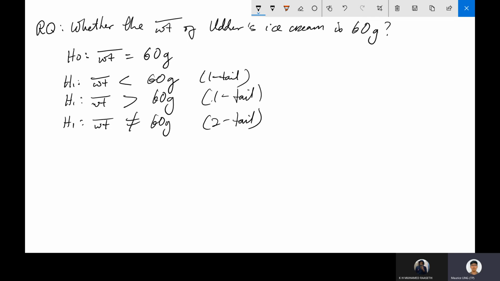Correct. Must be larger. When it's smaller, must be smaller. So it depends on which context you are looking at. For example, let's say when you do your experiment, you collect 10 cups of Others ice cream, and you find that the average weight is 65 grams.